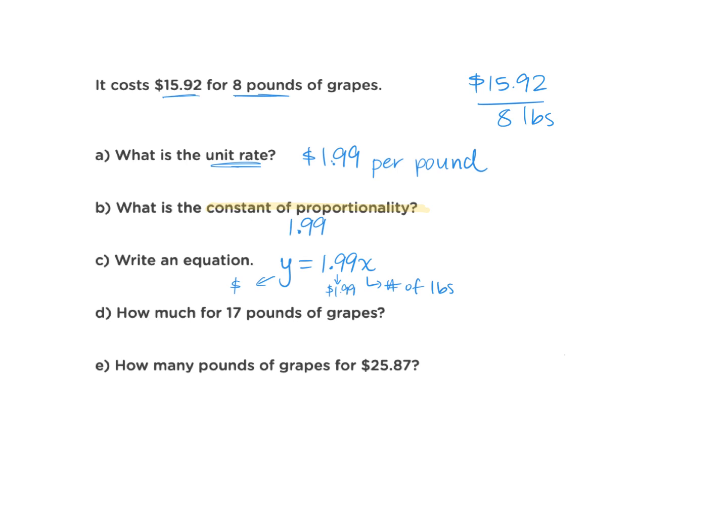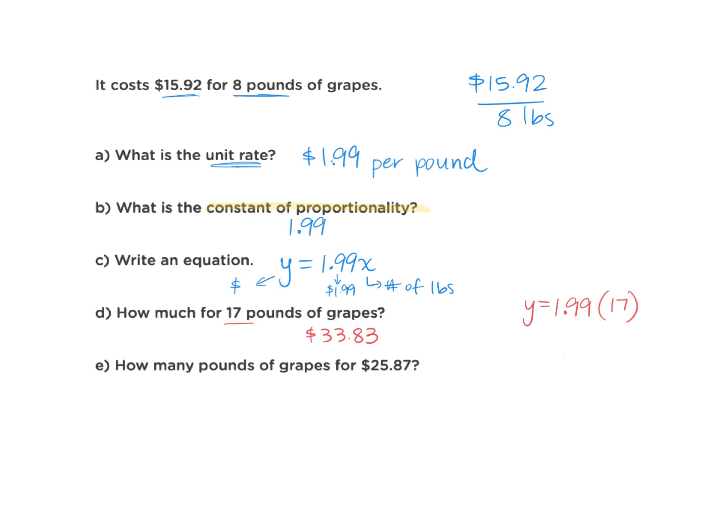So if I want to know how much 17 pounds cost, if I'm having a party, I'm going to do y equals $1.99 times 17. So when two numbers are right next to each other, that means multiply. So if I do $1.99 times 17, I end up with $33.83.